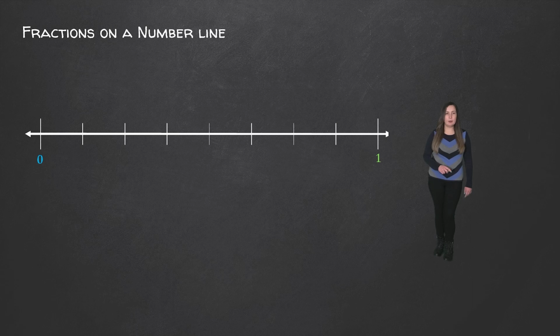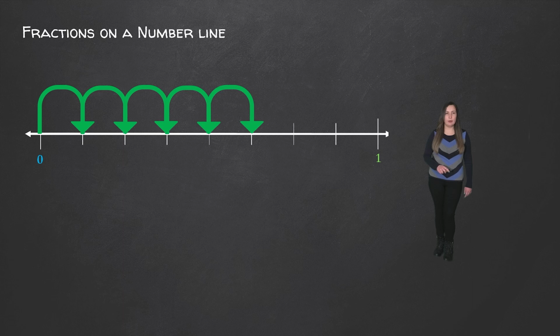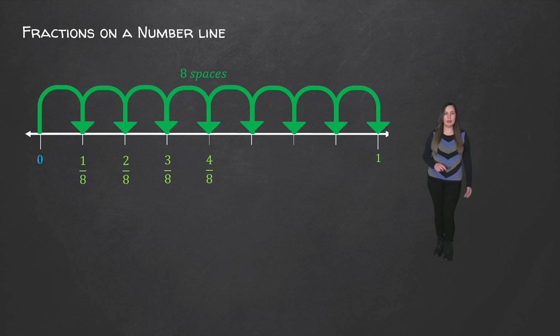So for our next number line, we have 1, 2, 3, 4, 5, 6, 7, 8 spaces in between 0 and 1. So it takes us 8 out of 8 spaces to make one whole. So we're going to count up by eighths. So we have 1 out of 8, 2 out of 8, 3 out of 8, 4 out of 8, 5 out of 8, 6 out of 8, 7 out of 8, and 8 out of 8 in order to make one whole. But that's equivalent, so we don't need to have that there.